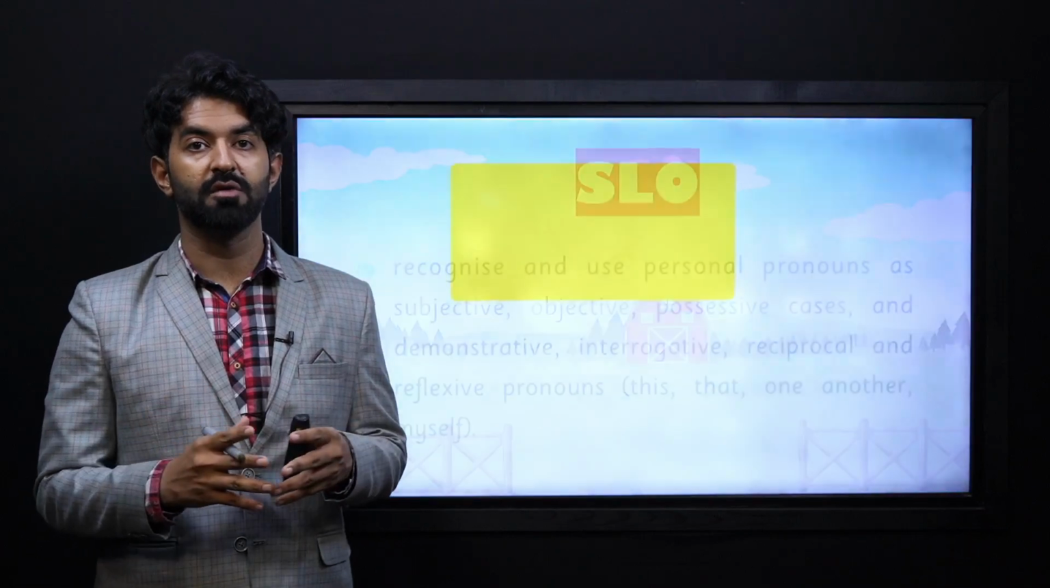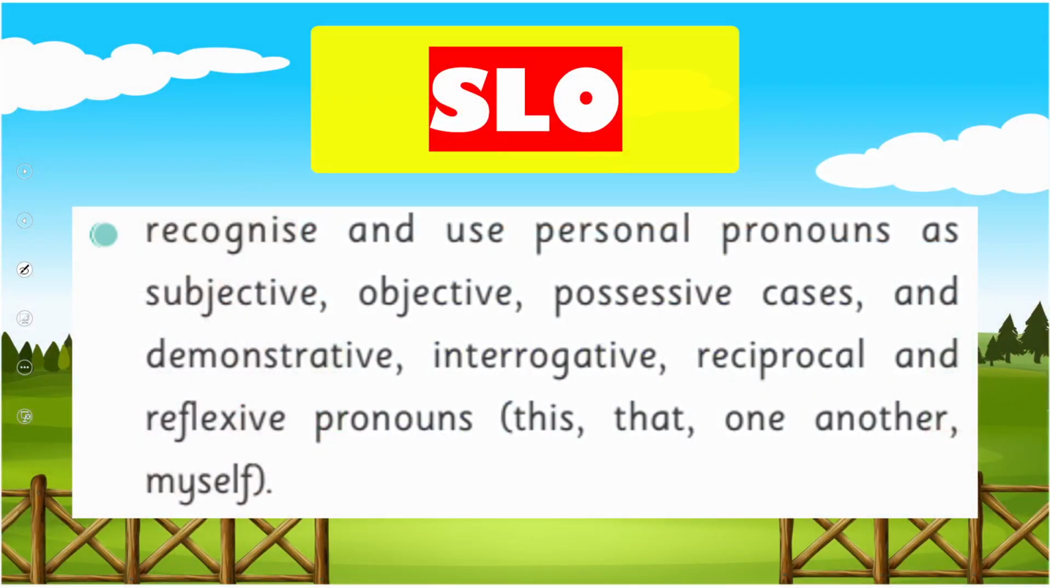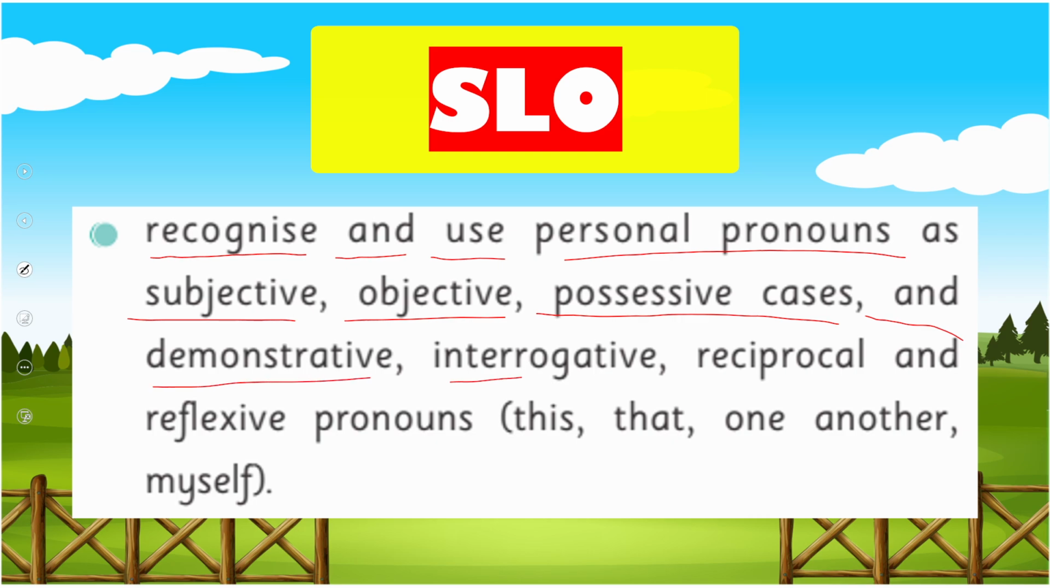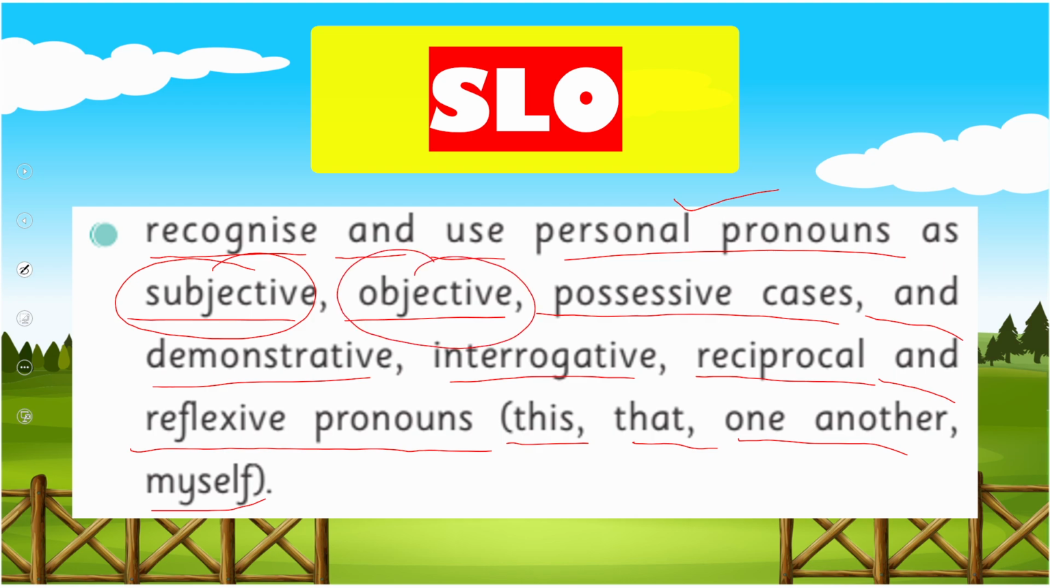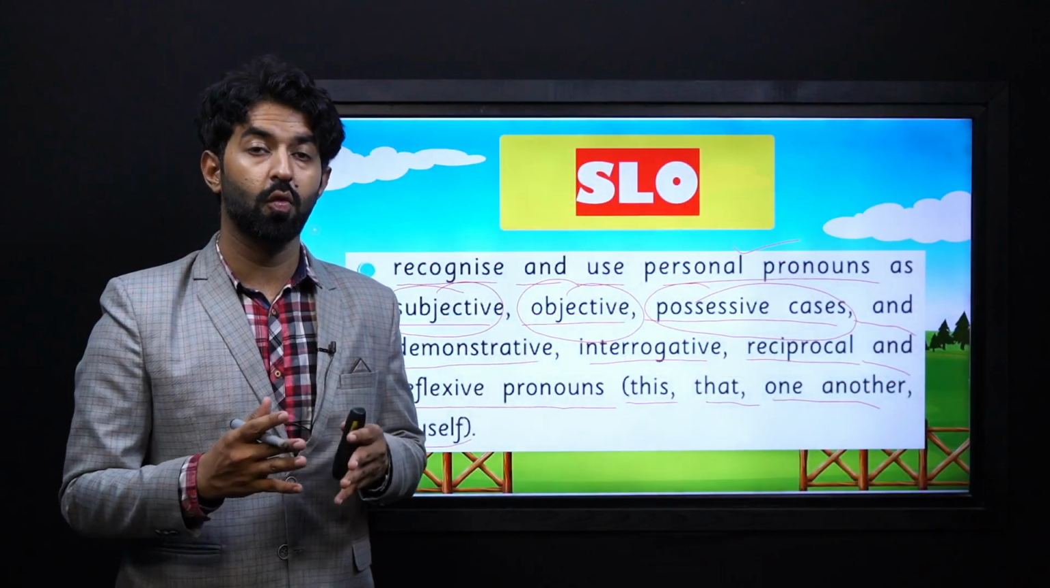Let's begin by reading our students' learning outcome for this lesson. Now, our SLO is recognize and use personal pronouns as subjective, objective, possessive cases, and demonstrative, interrogative, reciprocal, and reflexive pronouns like this, that, one another, myself. My dear learners, in this lecture number 1A, we will be only dealing with personal pronouns as subjective, objective, and in the possessive cases. And the rest of the SLO will be covered in the next lecture 1B.